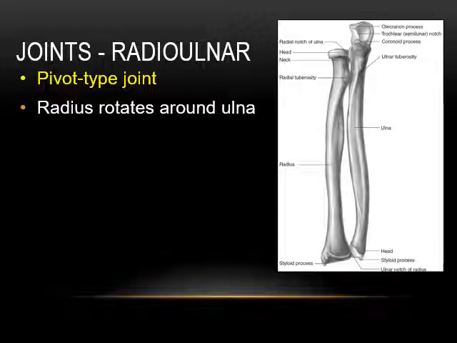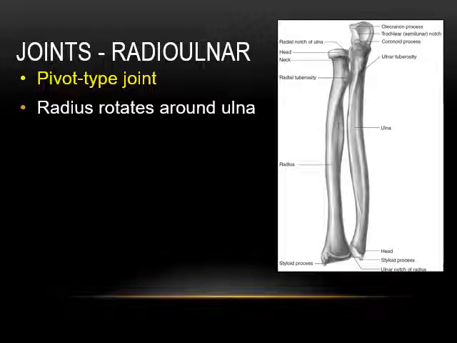So when you put your palm up, it's easy to see if you kind of have your forearm. Just flex your elbow about 90 degrees. Put your palm up to the ceiling. That's supinated. Okay. When you turn your palm down, that's pronation. What happens when you do that? The radius is going to rotate around the ulna.